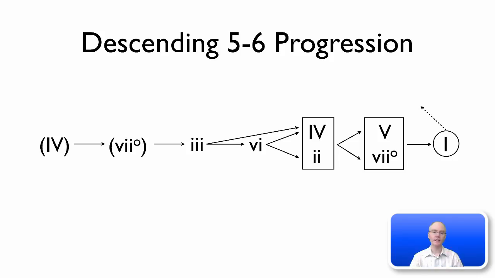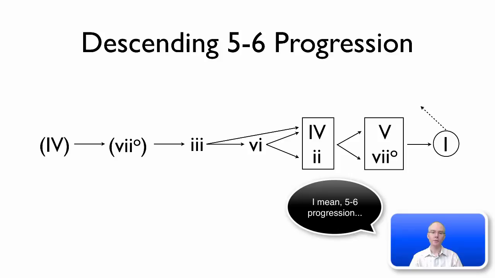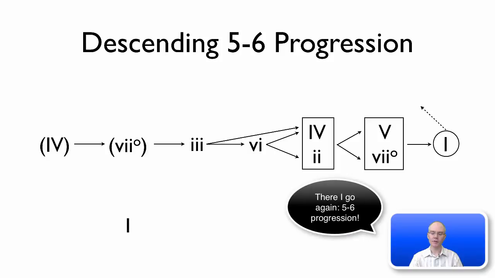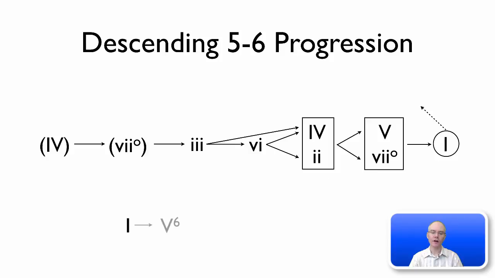When we talk about the descending 6-5 progression, to be honest with you, this chart that I've always been showing you doesn't help us much. Let me show you what the descending 6-5 progression looks like. We start with the 1 and we go to a 5 chord, but very important is that you go to a first inversion 5 chord.